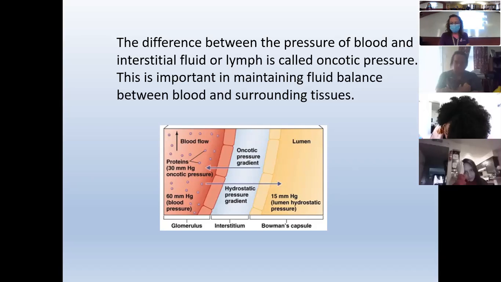All right, let me make sure. Hey guys in TV land, did that slide change? Are you looking at a slide that says the difference between the pressure of blood? Okay.